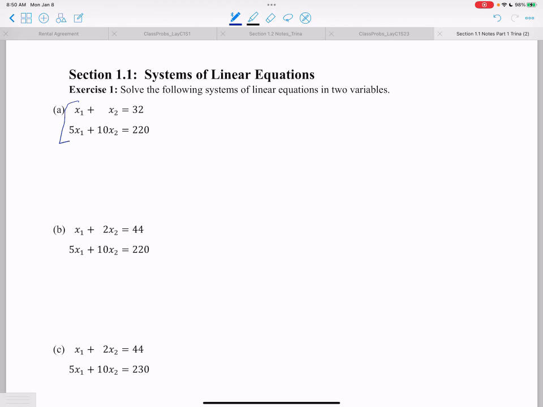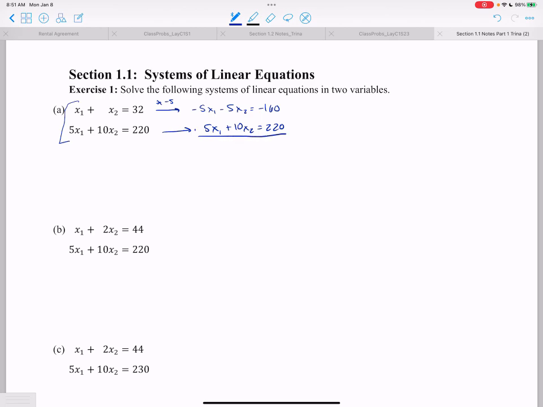So we could graph this and we could look at the solution, or we can use substitution, or we can use elimination. So there's a variety of different ways we can use this. So I'm going to use elimination. So what I'm going to do is I'm going to multiply this first equation by -5. So I get -5x1 minus 5x2 equals -160. I'm going to leave the other equation alone. So 5x1 plus 10x2 equals 220.